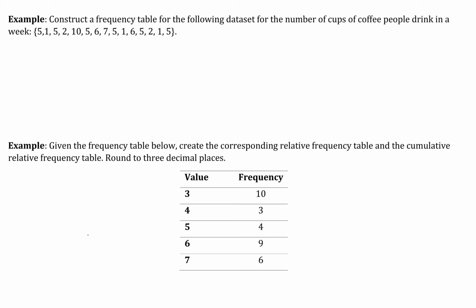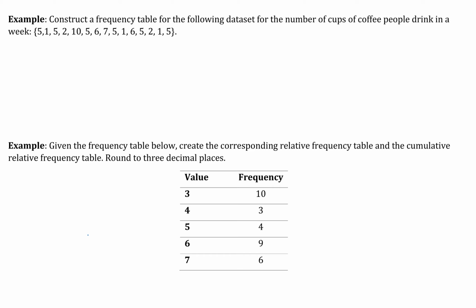In this video, we will construct frequency tables, relative frequency tables, and cumulative frequency tables. Let's begin with the first example. Construct a frequency table for the following data set for the number of cups of coffee people drink in a week, and then we have this list of numbers.